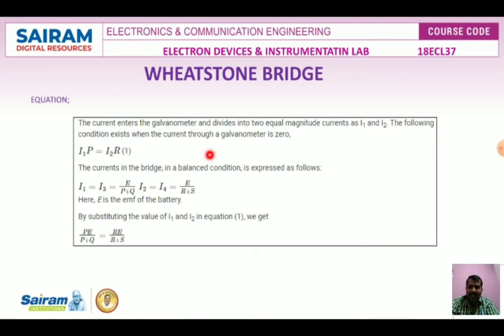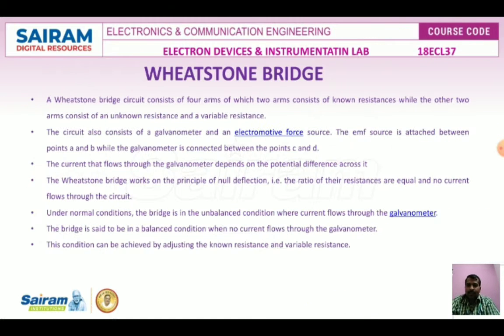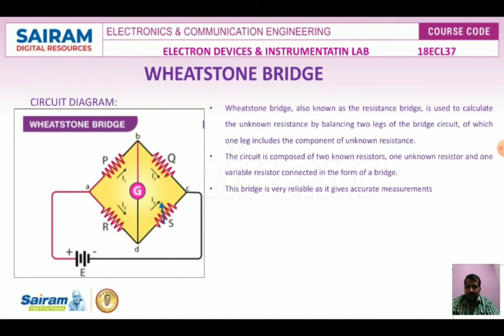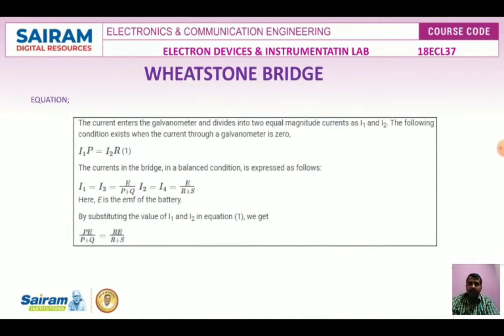The current enters the bridge and divides into I1 and I2. The following condition exists when the current through the galvanometer is 0. So I1P is equal to I2R. That is equation number 1. Here the current at this point is dividing. So I1P is equal to I2R, and that is equation number 1.